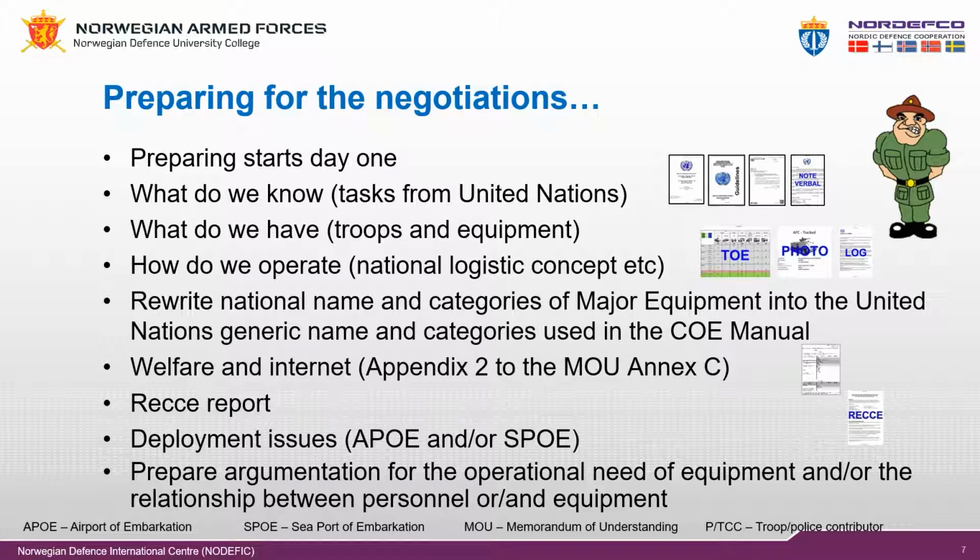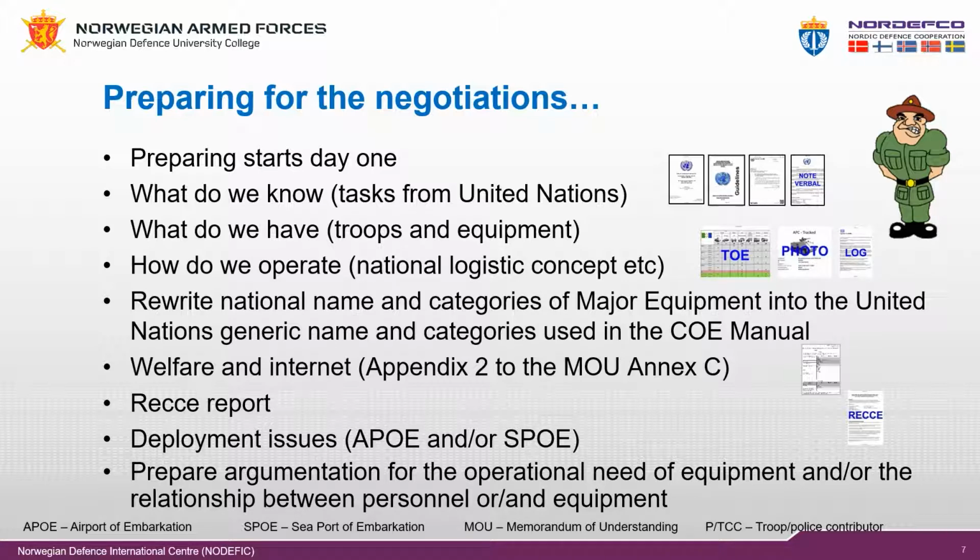We need to rewrite all national names and categories of major equipment into United Nations generic names and categories used in the COE manual and in the Memorandum of Understanding. We need to develop the Welfare and Internet Appendix 2 in the MOU Annex C. The recce report from our recce to the mission prior to the deployment will probably result in changes of equipment or self-sustainment logistic support.